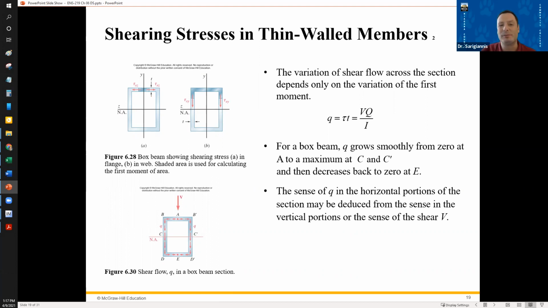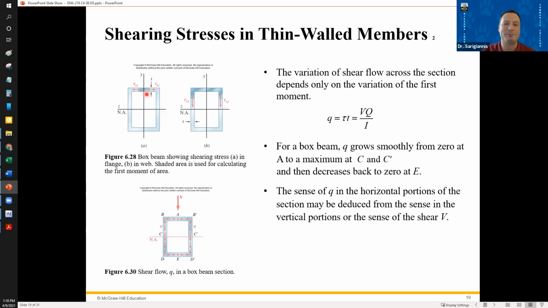Now that we know the vertical components and the horizontal components, we're going to look at this shear flow, but before we introduce the term, let's look at the shear along different segments of this box beam. So we've got this box beam, and maybe it's extruded out of something. We're looking at a cross section, so it's lengthwise into the page, and it's got a certain thickness, little t.